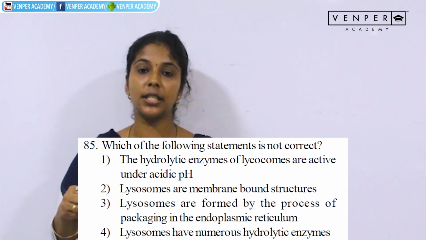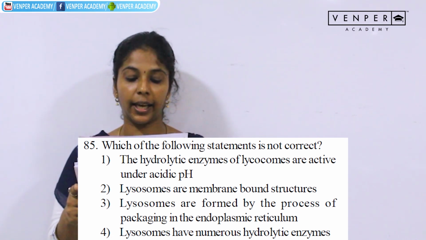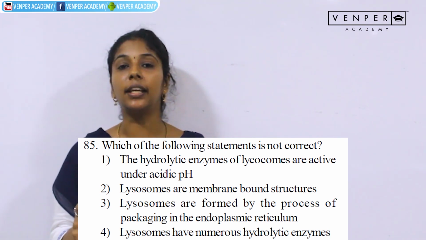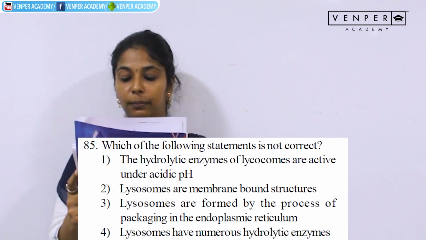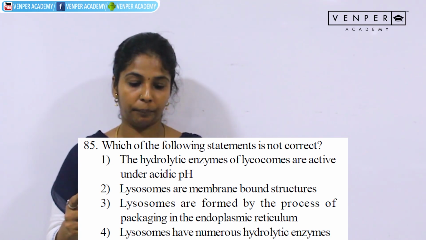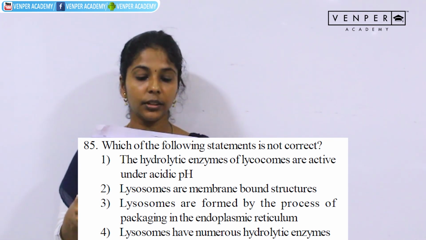Here the incorrect option is lysosomes are formed by the process of packaging in the endoplasmic reticulum. Actually, lysosomes are formed from Golgi complex by budding off from the trans face of cisternae. So the incorrect option is option 3.